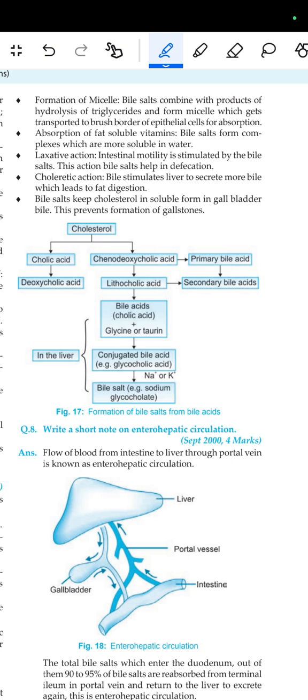Choleretic action: bile stimulates the liver to secrete more bile, which leads to fat digestion. Bile salts keep the cholesterol in the soluble form in the gallbladder. Thus this prevents the formation of gallstones.